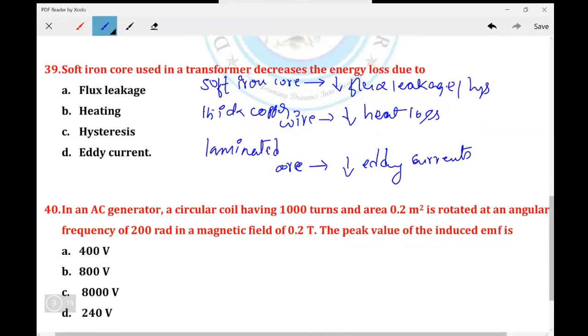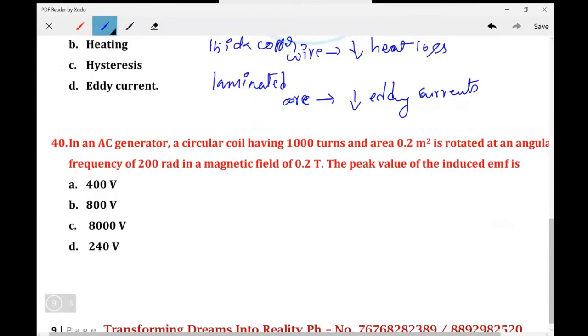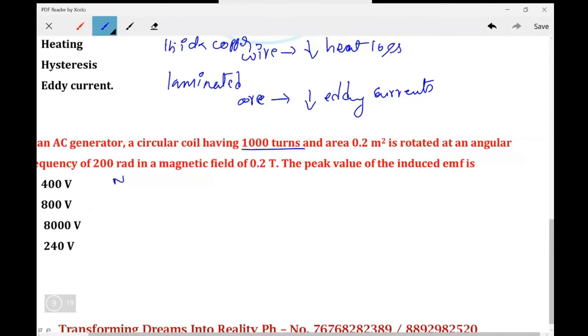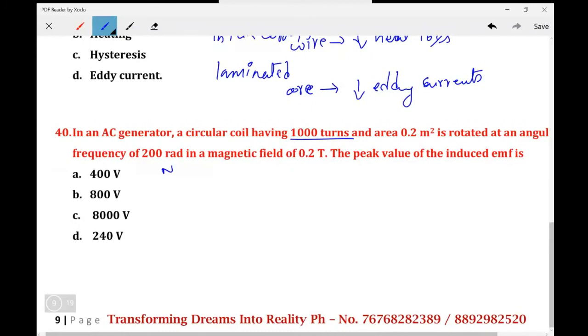Next question. In an AC generator, a circular coil having 1000 turns and area 0.2 meter square is rotated at an angular frequency of 200 rad per second in a magnetic field of 0.2 Tesla. The peak value of the induced EMF? Just now I told you the equation: EMF is equal to NAB omega sin omega t. But the angle is not mentioned for sine, so for that we will take it as 1.